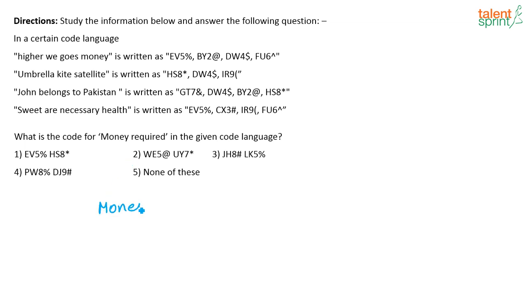So, money required. What will be the answer here? 1, 2, 3, 4, 5. So this is 5. What will 5 be followed with? 5 will be followed by percentage. So this has to be EV.